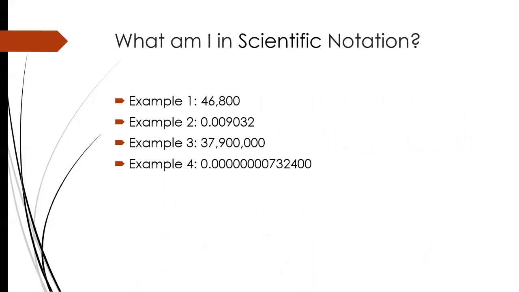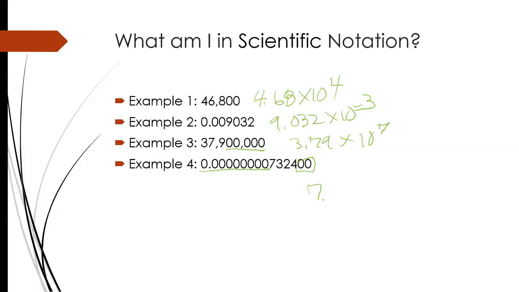So this should be 4.68 times 10 to the 4, 9.032 times 10 to the minus 3. In this one, all of these zeros aren't going to be significant, so we don't need to include them: 3.79 times 10 to the 7th power. Now, while these aren't significant, these two are, so we want to make sure that we include those. So that should be 7.32400 times 10 to the minus 9 in order to show that correctly.